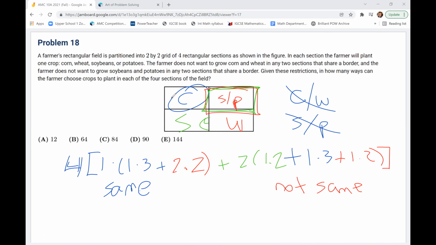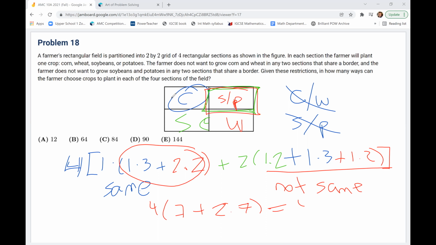So if we calculate this out, this equals 7. So we have 4 times 7, plus 2 plus 2 plus 3, which is 7, right? So that's 4 times 3 times 7. 12 times 7 is 84. So there are 84 possible things with these given restrictions, right?